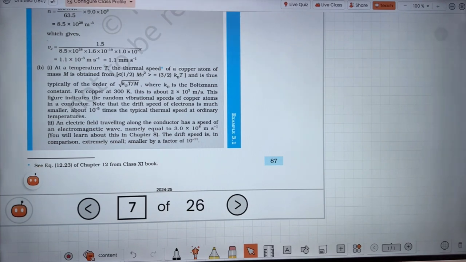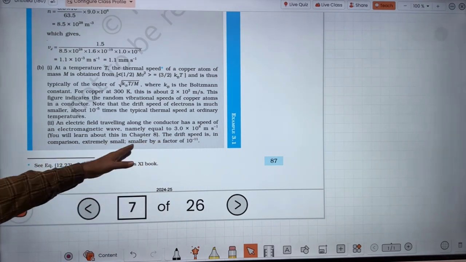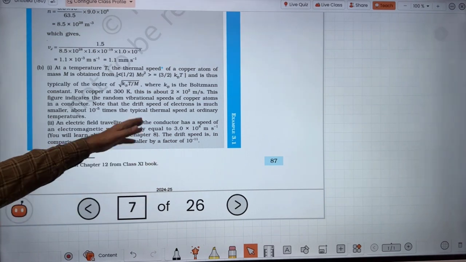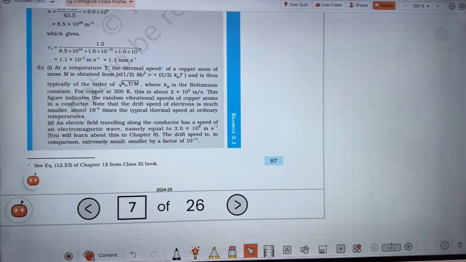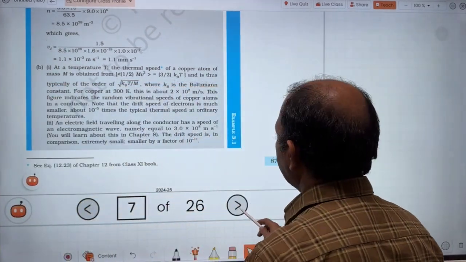So this we will study in the next chapter. The drift speed is, in comparison, extremely small, smaller by a factor of 10 power minus 11, as we have evaluated here. So these things are important.